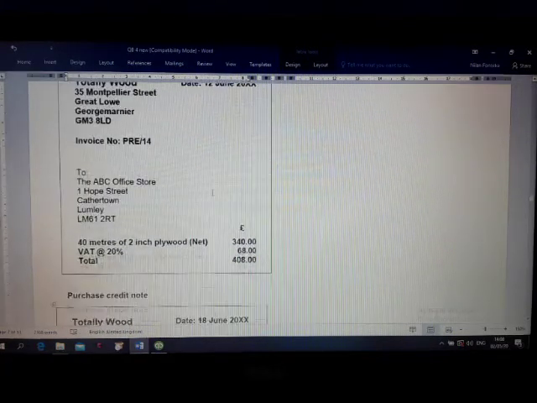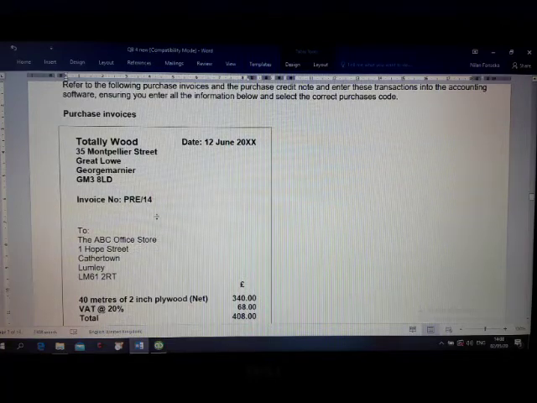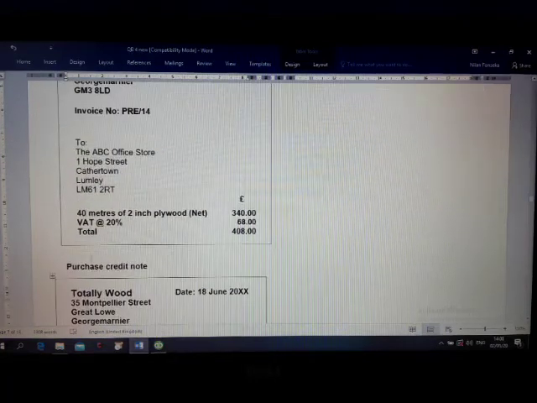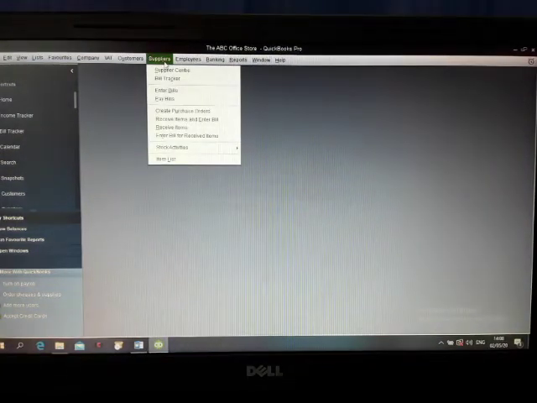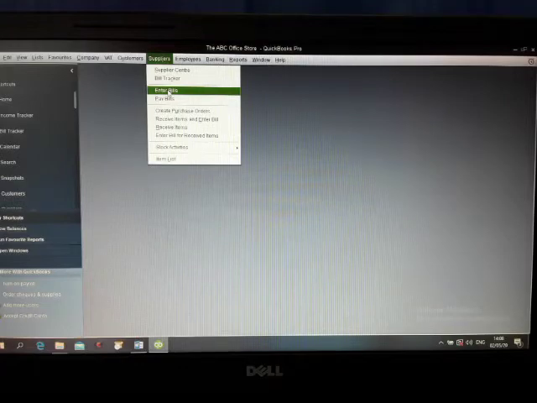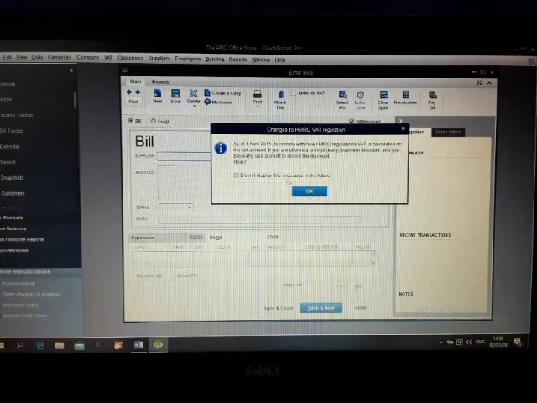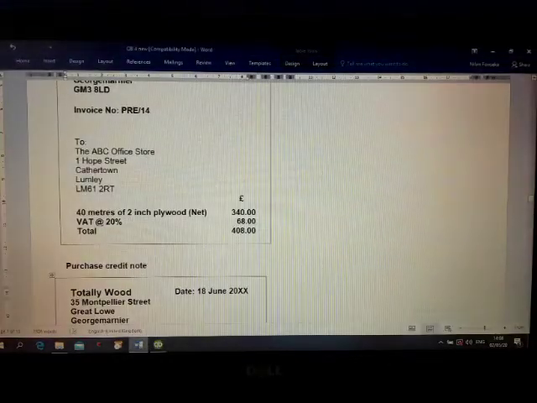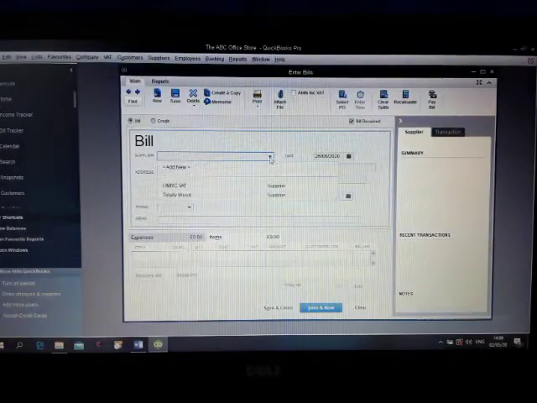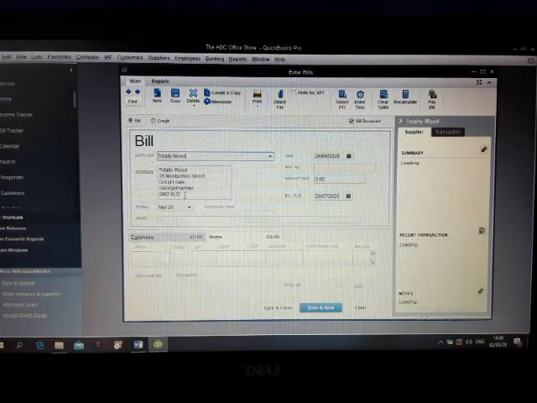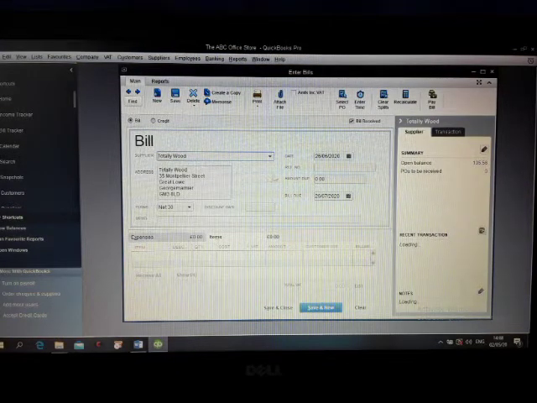Now I'm going to explain first how to enter the invoice, and afterwards I will explain how to do the credit note. First, if you want to do any supplier things, click supplier. Now I am going to enter invoices here, enter bills. Then who is this supplier? Supplier Totally Wood. I entered Totally Wood before. Right, everything automatically comes in.